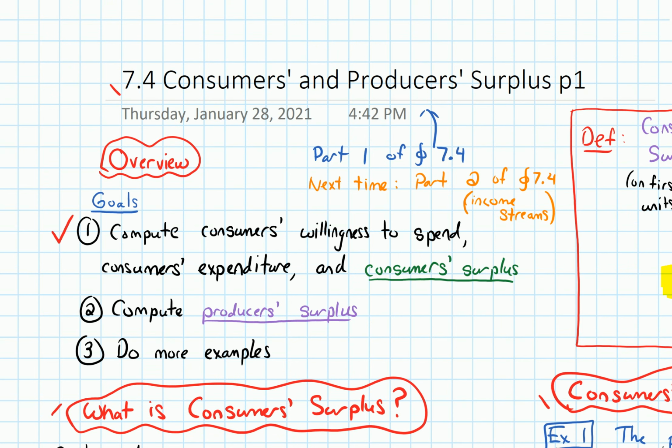In terms of our goals, we've talked about what the producer's surplus is. So I'm going to check this goal off, although technically I haven't done an example where I've actually computed this, but regardless, I know the formula for producer's surplus. In the next video, we'll do a longer example, and in part of that, I will actually compute a producer's surplus.